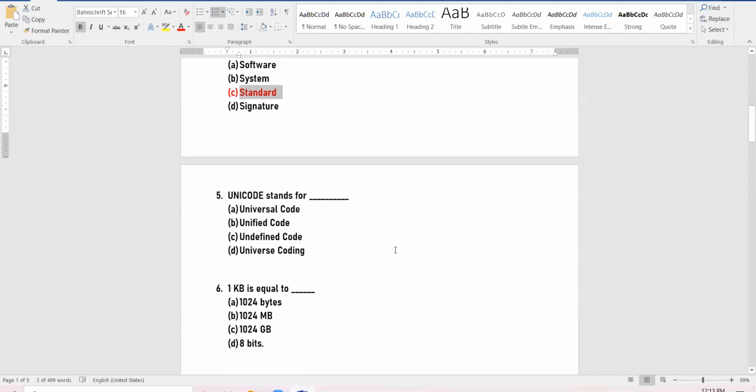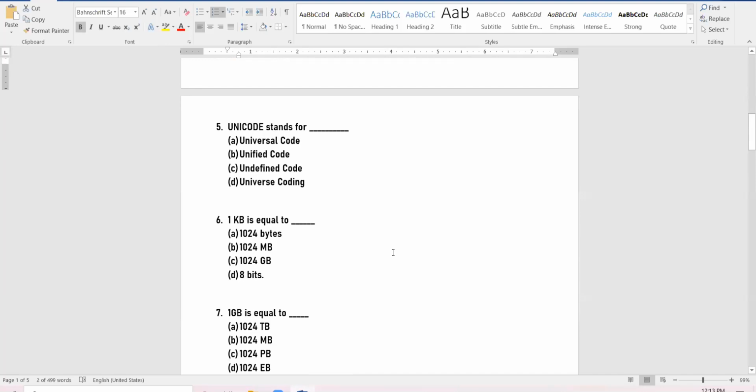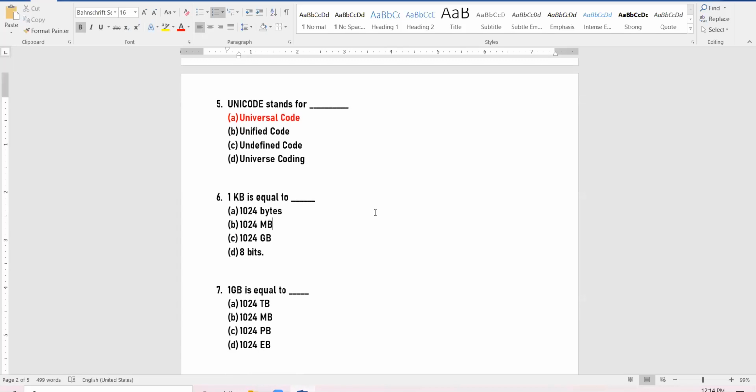Next, let us move to the fifth MCQ. Unicode stands for? Yes, Raghav, unmute yourself. Sir, option A, universal code. Very correct. A option, universal code.